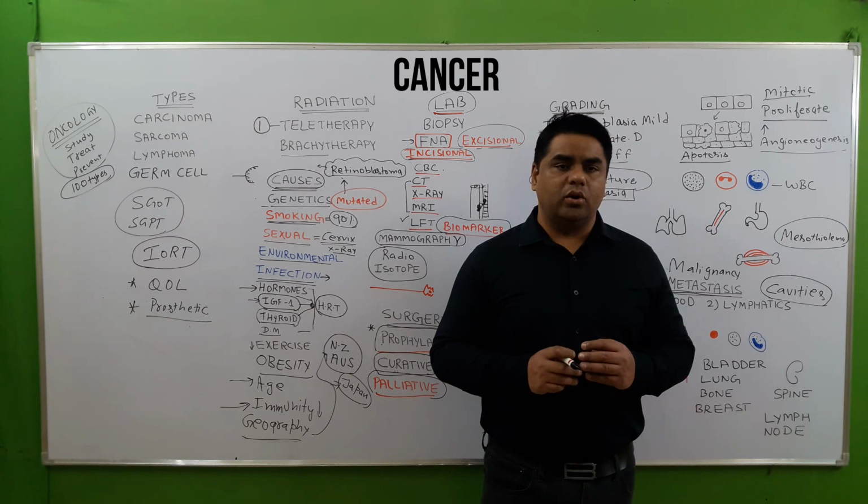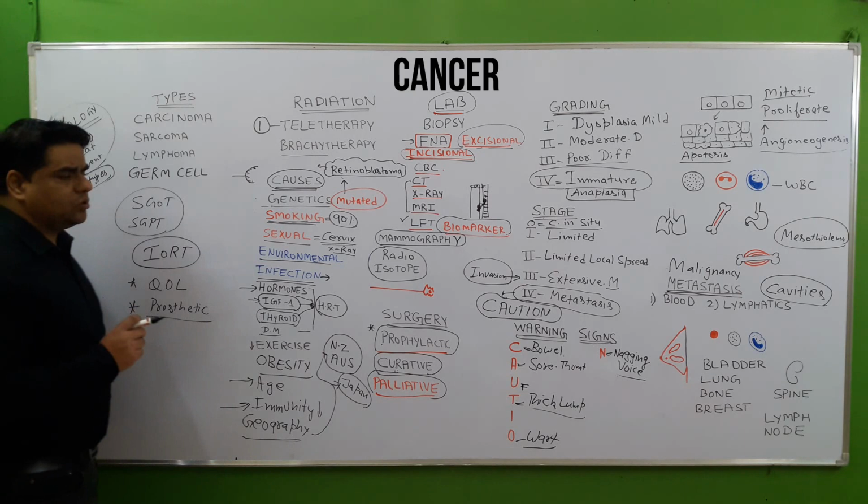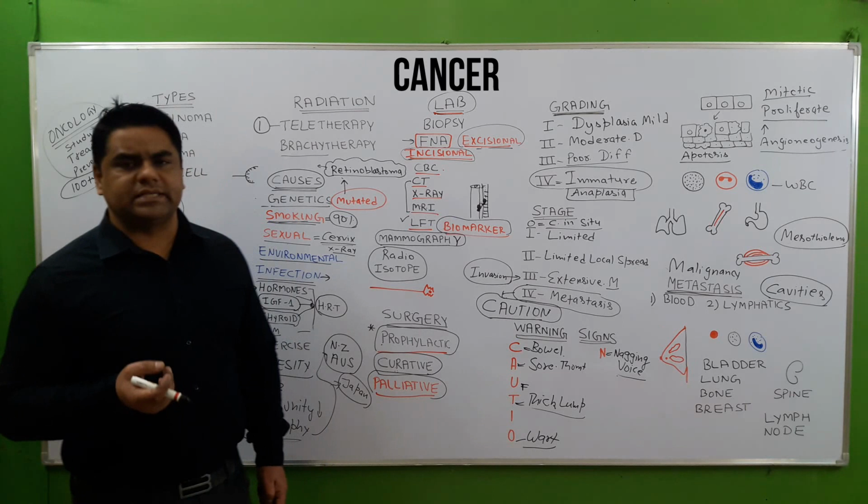If she is a lactating mother, she can have a lot of problems. So for improvement of quality of life and to prevent psychological trauma, palliative surgery is done. It relieves any obstruction of the GI system or urinary bladder, spinal compression can be treated, and abscess drainage can be done by palliative surgery.